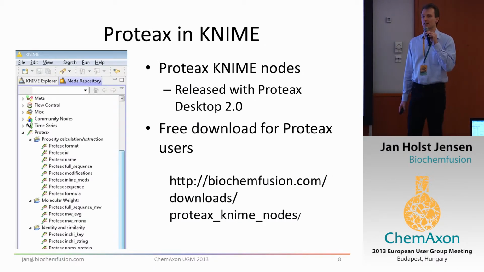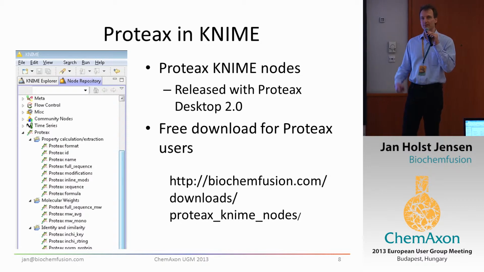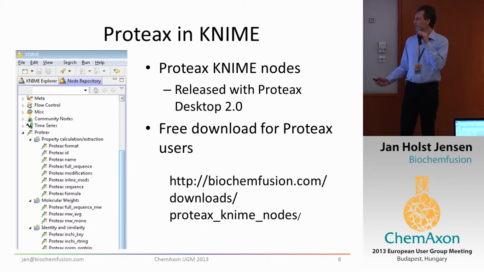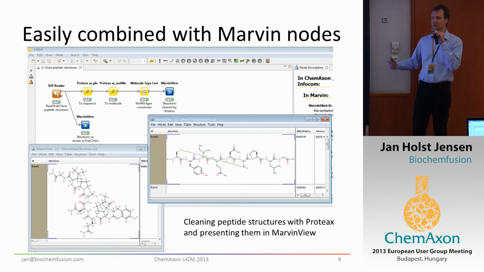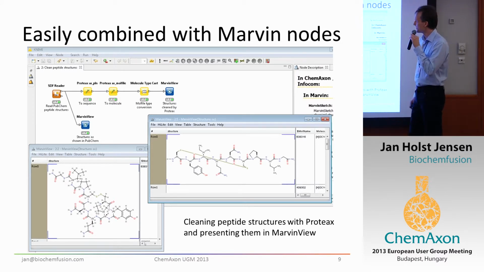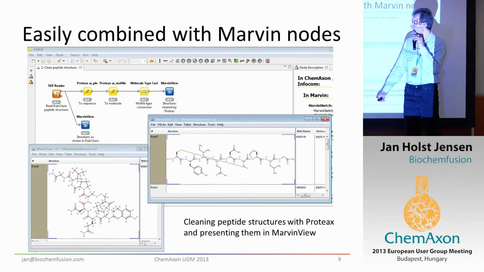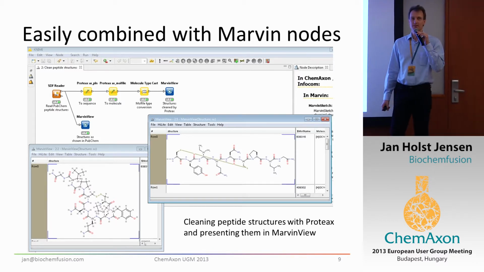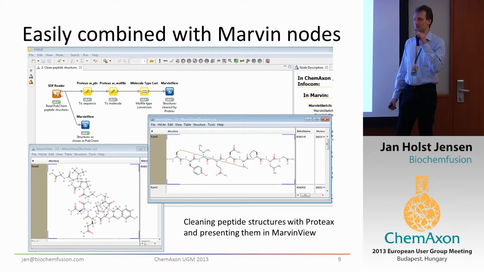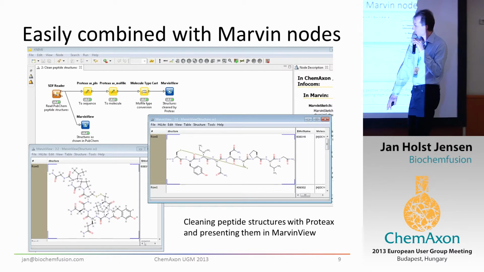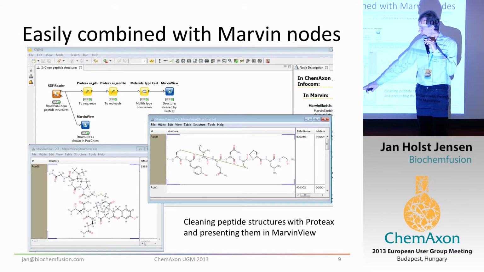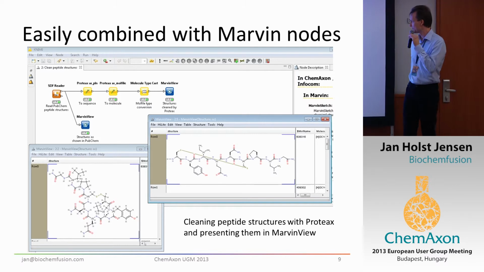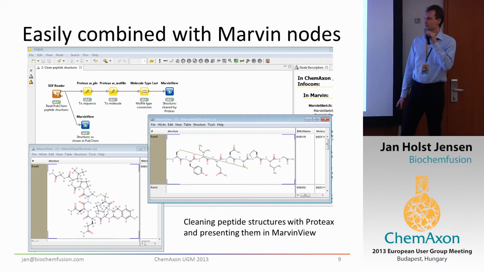Recently, 2 weeks ago, I released Proteax KNIME nodes, where you can work with sequences and structures within KNIME. And it's a free download if you already have Proteax. So here's an example where I've used that together with the Marvin nodes, reading some PubChem structures, converting those to sequence, and then converting that sequence back into a structure. And that's a way of actually cleaning peptide structures from PubChem. This structure down here is the original structure, and it may be kind of hard to figure out what exactly is the sequence. But once you have the cleaned version in a linear fashion, it's easier to figure out what's happening there.